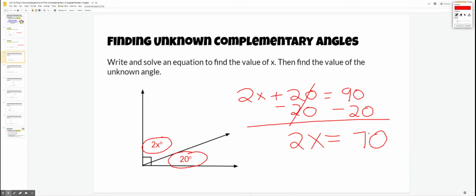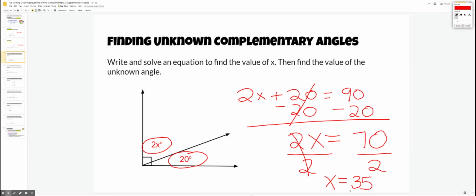Okay, so now I have a one-step equation. Right now, x is being multiplied by 2. So I have to think about what is the inverse or the opposite of times 2. It's divide by 2. So if I divide by 2 on the left side, I have to divide by 2 over here. My 2's cancel because 2 divided by 2 is 1. And I'm left with x is equal to 35.